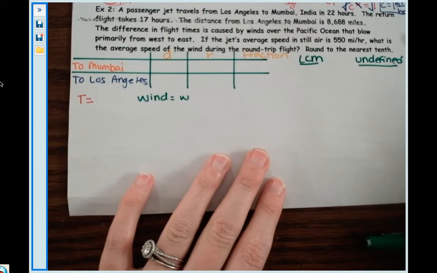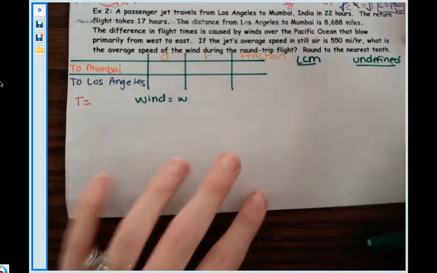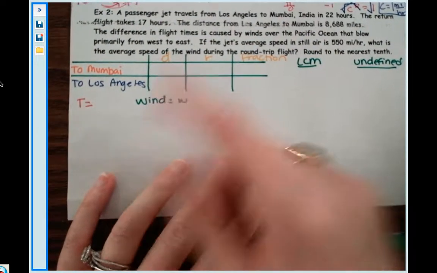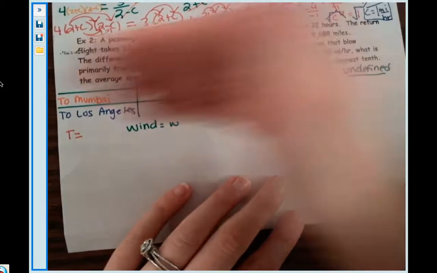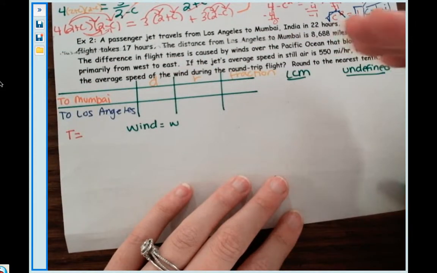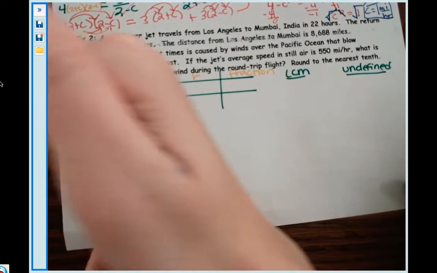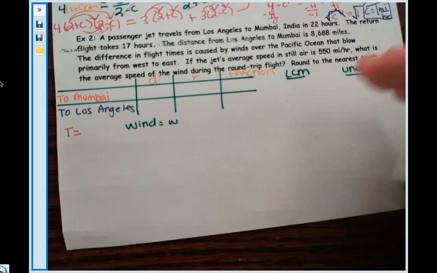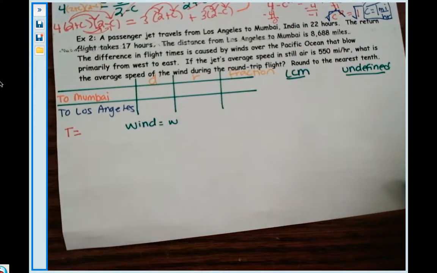You guys are starting example 2, which is very similar to example 1, except now we're dealing with a jet that is flying from Los Angeles to Mumbai, and there's this wind in the air that is affecting how fast your little jet can go. So our little jet's going, and the wind is either causing it to go faster if we're going with the wind, or if we go against the wind, it will influence the jet, and the jet won't be able to go as fast. So we have to keep that in mind when we solve the problem.